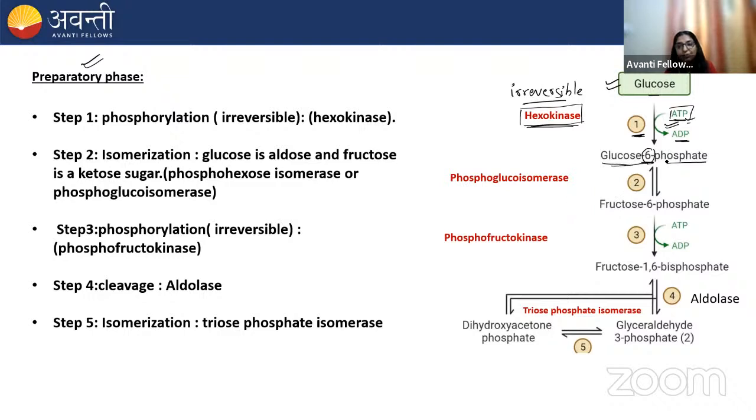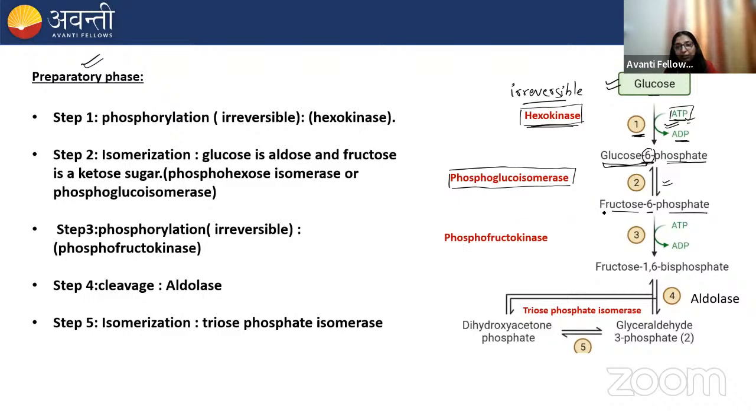Now this glucose 6-phosphate is converted to fructose 6-phosphate. The aldose sugar, glucose, is converted to fructose, which is a ketose sugar. So isomerization is taking place. The second step is the isomerization step, and the enzyme involved is phosphoglucoisomerase. Remember the name of the enzyme. And this step is a reversible step.